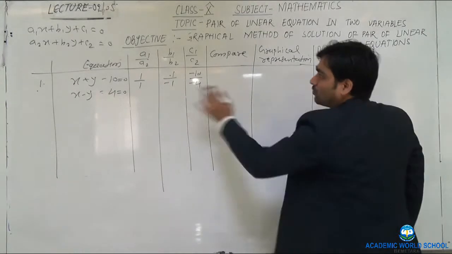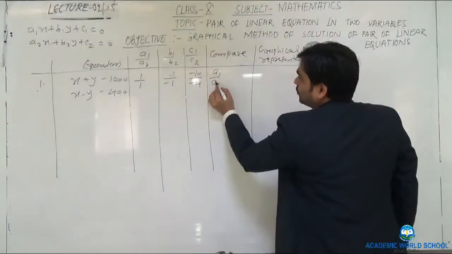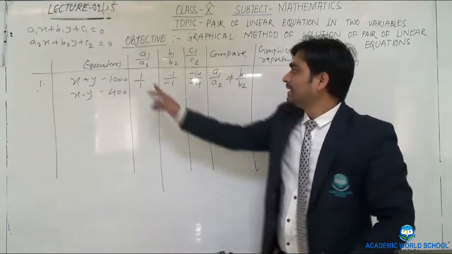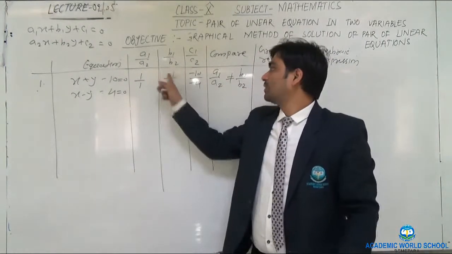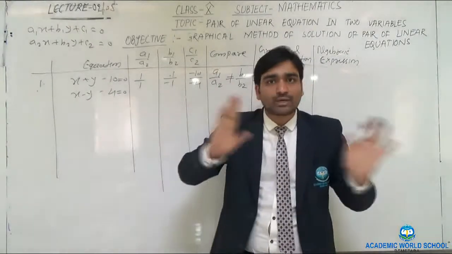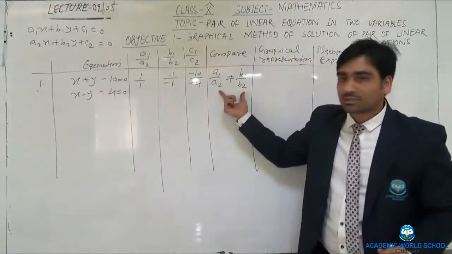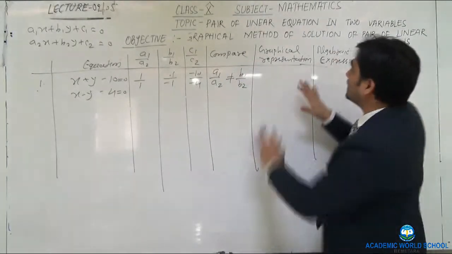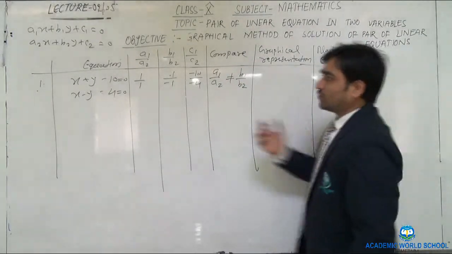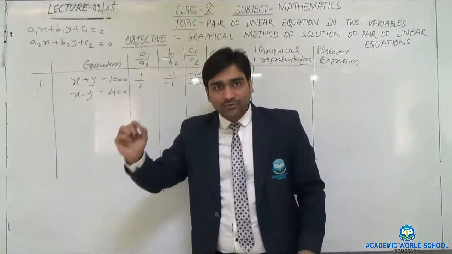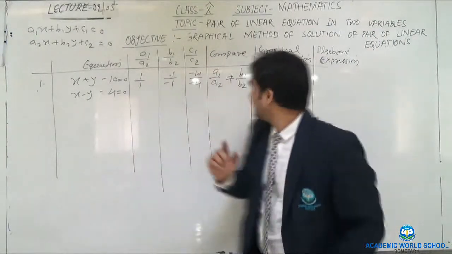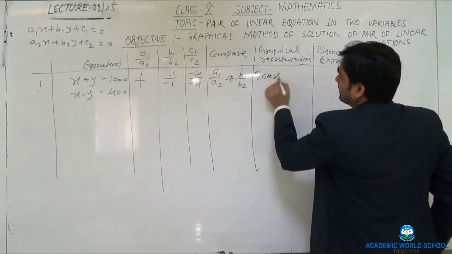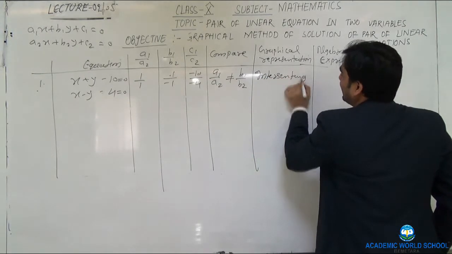Correct? Now what are we getting? a1 upon a2 is not equal to b1 upon b2. You can see here 1 by 1 is 1, and here 1 upon minus 1, that means minus 1. So 1 is not equal to minus 1. So this condition we are getting, a1 upon a2 is not equal to b1 upon b2. So for the graphical representation, which type of graph did we get? Intersecting lines.